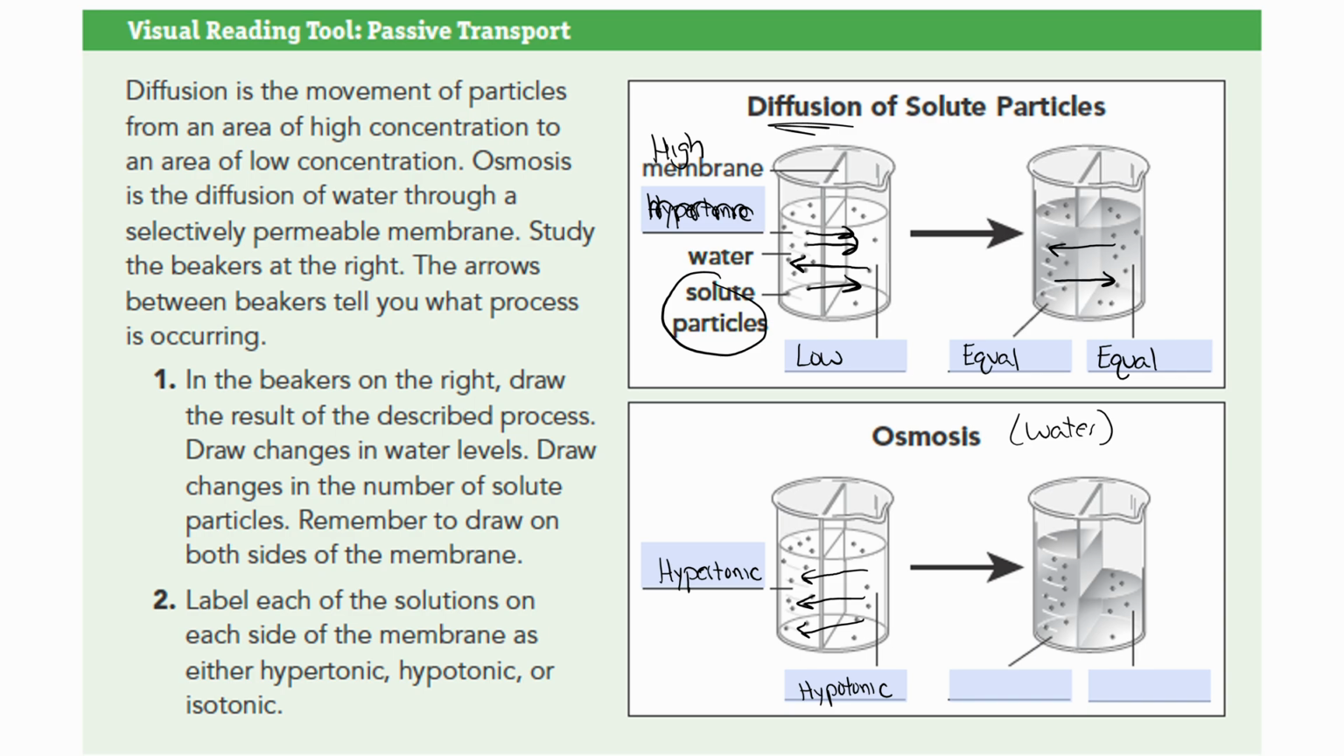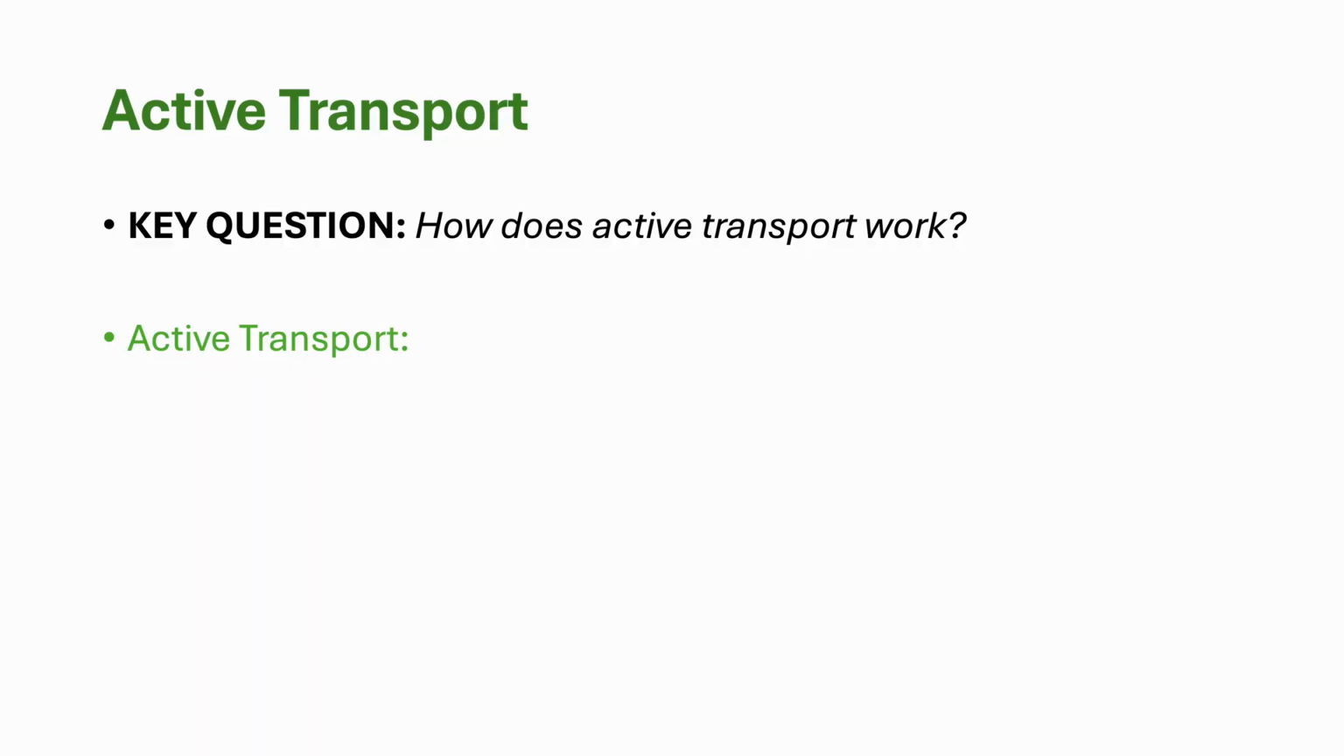Now, eventually, when the water levels are equal on both sides, they are going to become isotonic, where the water molecules move in both directions. They are equal on both sides. So before we talked about passive transport, now we're looking at active. In active transport, we are focusing on movement of molecules that requires energy. So energy is needed to move these molecules against their concentration gradient.